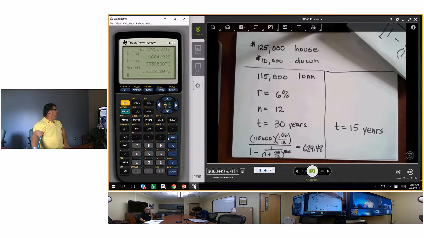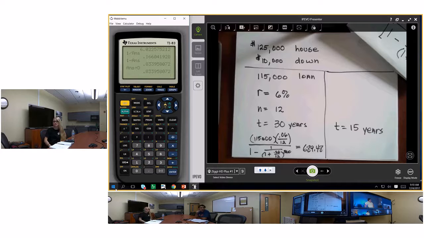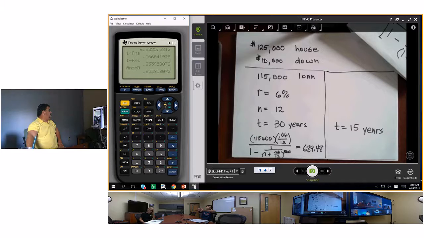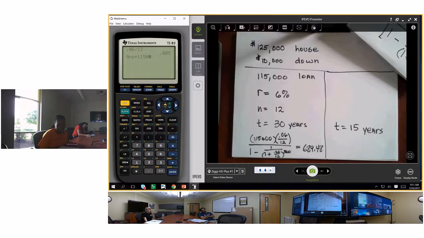Okay, the top. You got what for the bottom? 0.8339580.72. Okay. And the top I got 575. Okay, well, let's check that. 0.06 times 12. Oh, shoot. 0.06 divided by 12. That's how many monthly payments times 115,000. How much you gonna pay a month? So, $575 divided by 0.8339. $689. Now let's go ahead and multiply that by 360 payments.